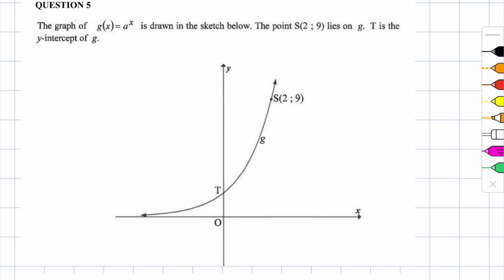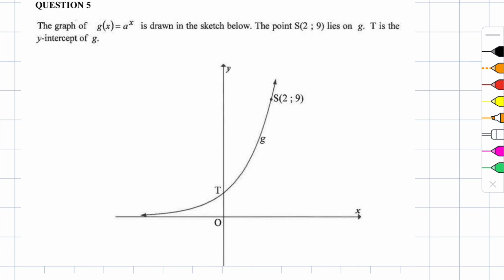We are going to look at question paper 2018 February paper 1 question 5. It's all about the exponential graph and its inverse. So let's get to the question.